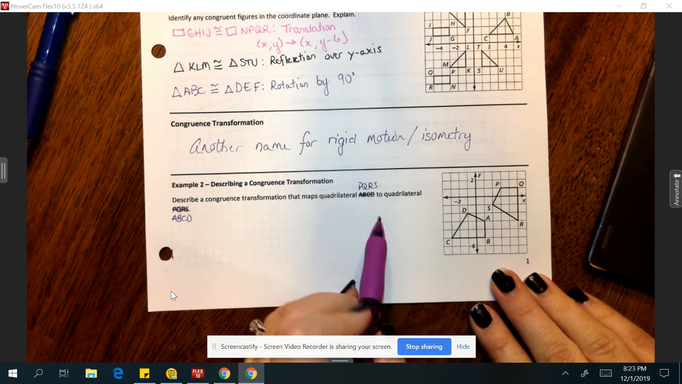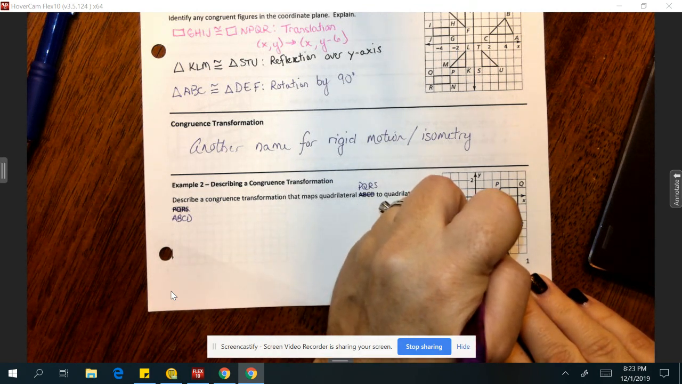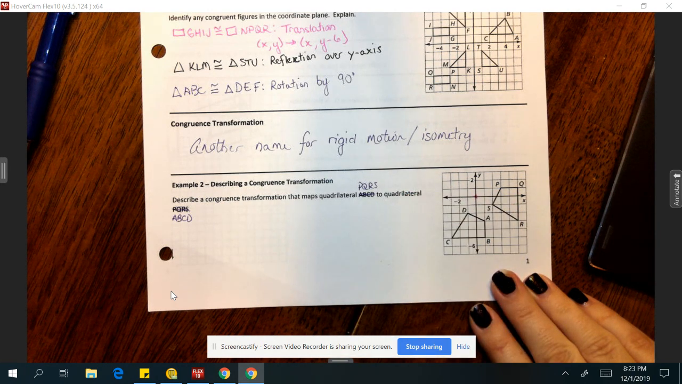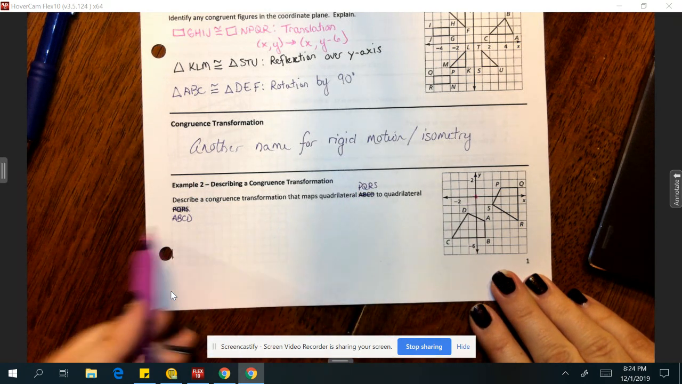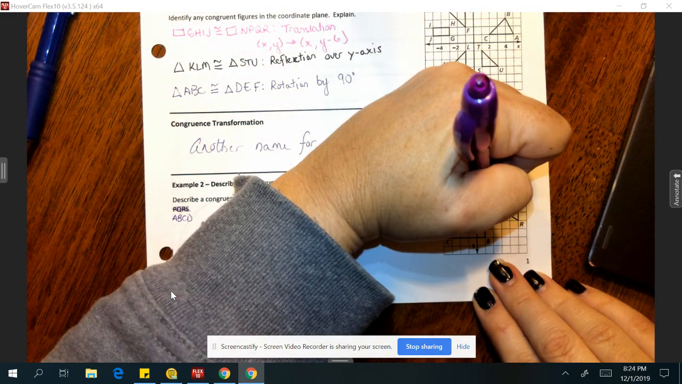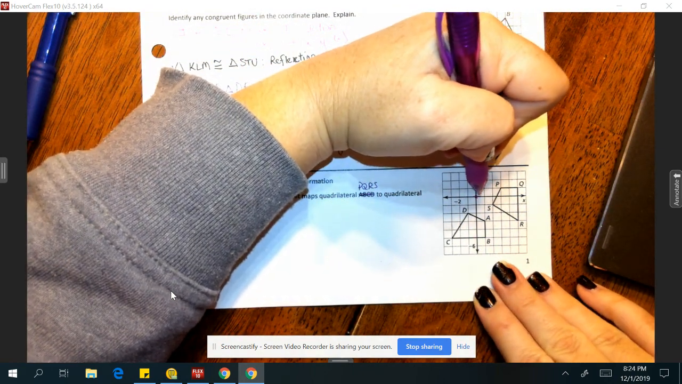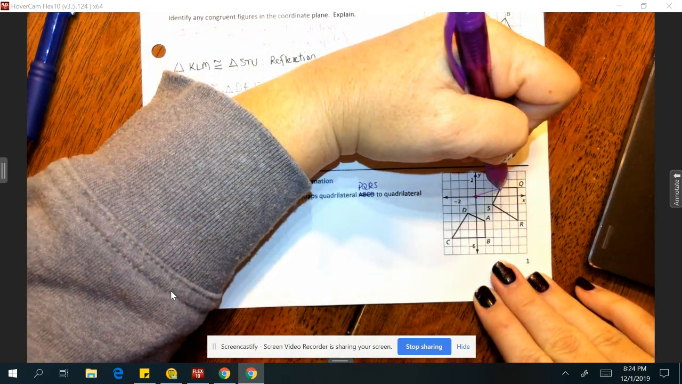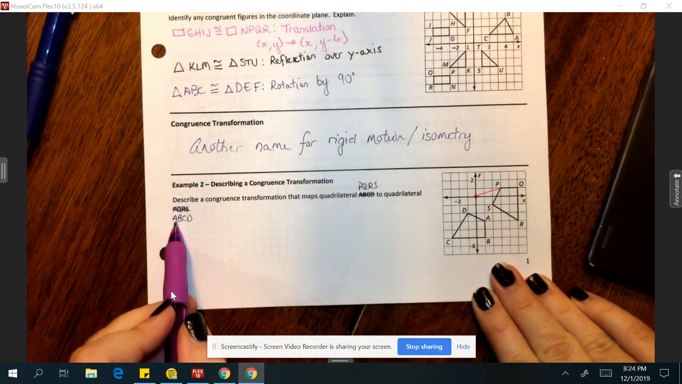And in my opinion, the easiest way to do this is we're rotating around the origin. So I'm going to put a dot there. That's my center of rotation. And P is the first point listed on the first quadrilateral, and A is the first point on the second quadrilateral. So those are corresponding. So I'm going to draw a segment from my center of rotation to each of those points. So I drew a line to P, and now I'm going to draw a segment to A.